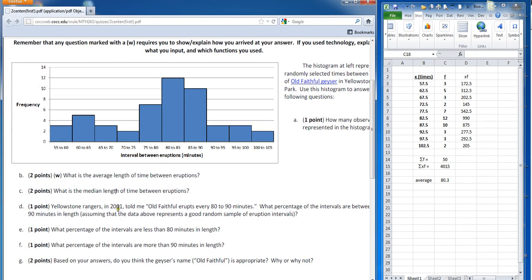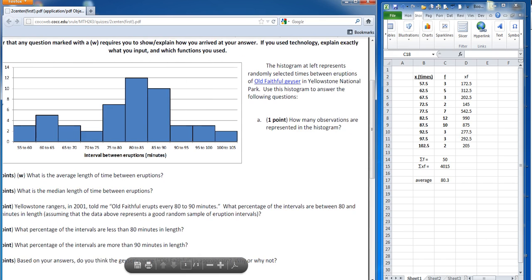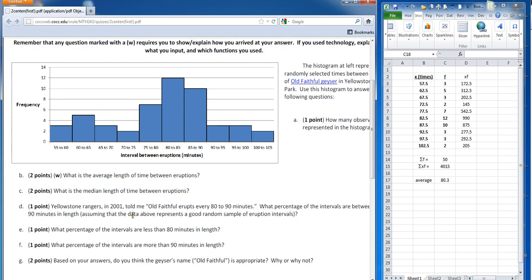All right. Yellowstone Rangers in 2001 told me, my goodness, it's been a long time since I've been there, Old Faithful erupts every 80 to 90 minutes. What percentage of the intervals are between 80 and 90 minutes, assuming that the data above represents a good sample? Okay, so assuming this is pretty indicative overall of what would happen if you sampled more.